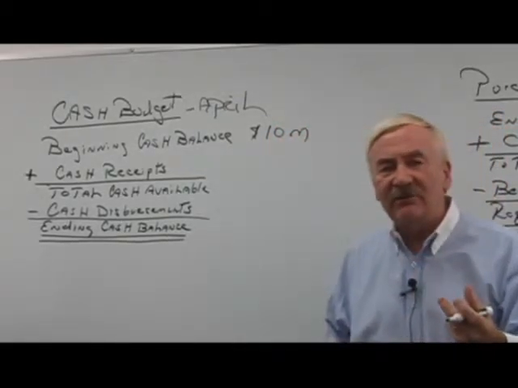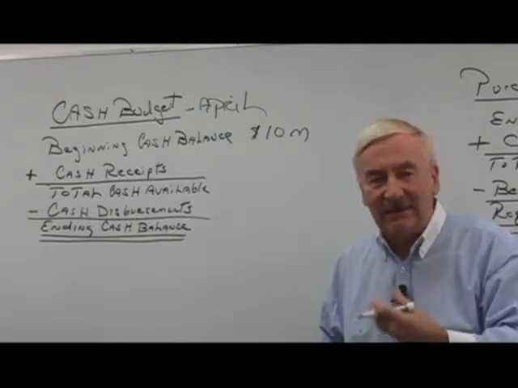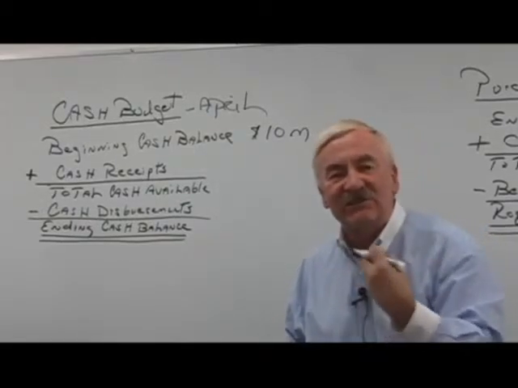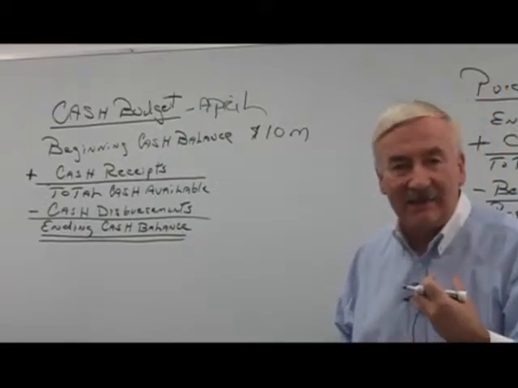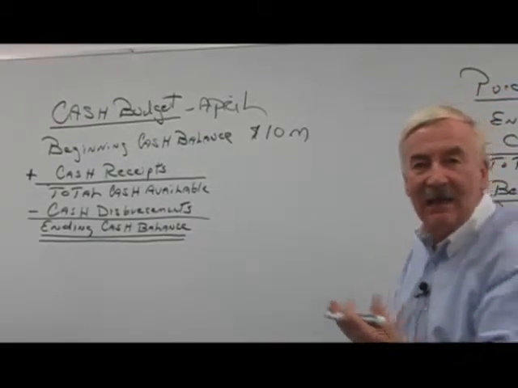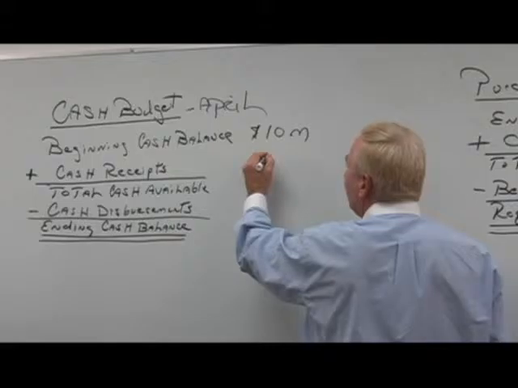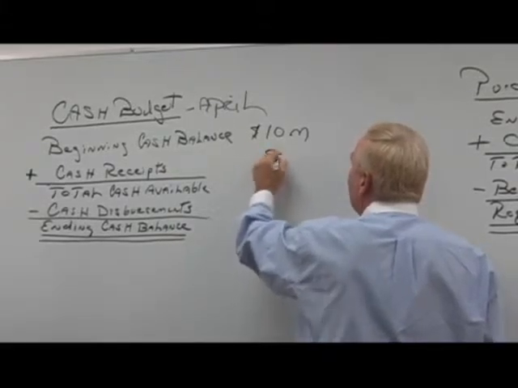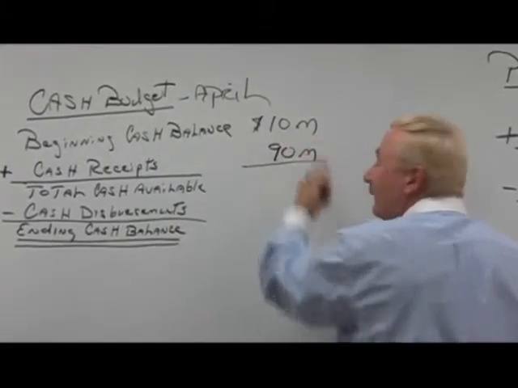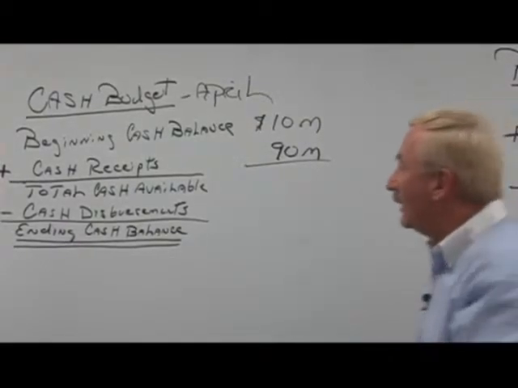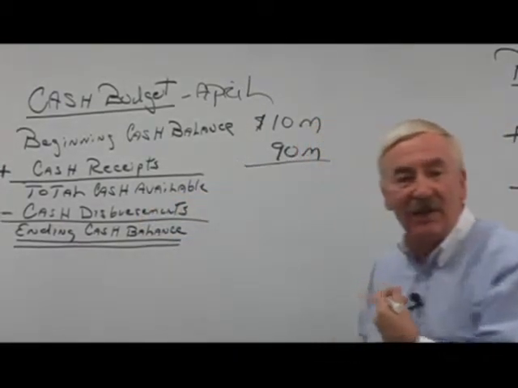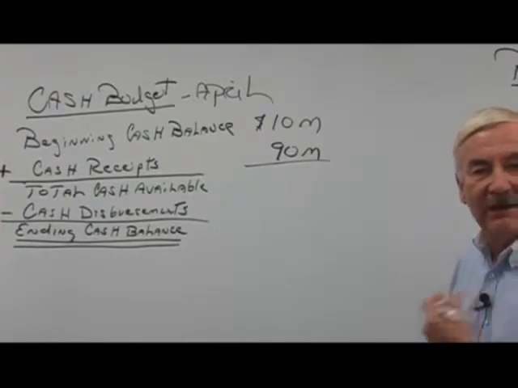Then the next step is, how much do I plan on collecting during the month? What will be my cash receipts from my customers? So once I calculate how much I'll be collecting, I add that to my beginning balance. So I take the beginning balance of $10 million, and I'm going to collect another $90 million. So therefore, the total cash that I'll have available during that month is $100 million.